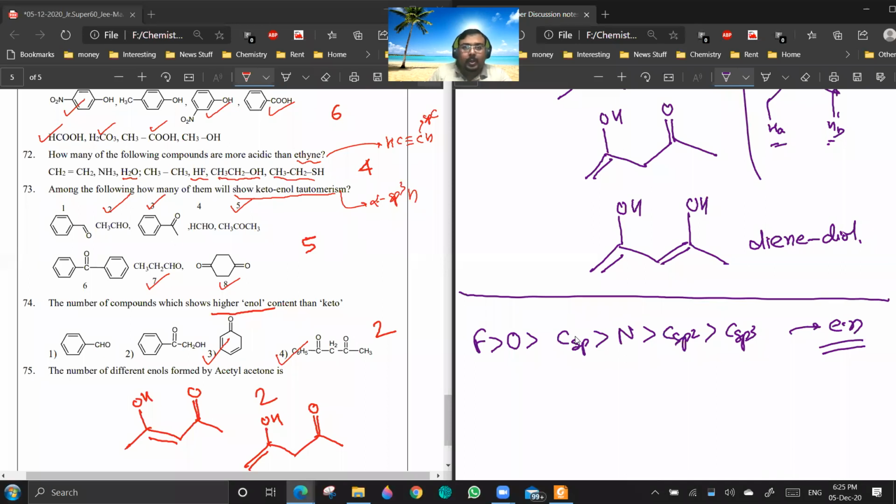Down the group, bigger negative charge is more stable on a bigger atom. Are you getting the point? So CH3CH2S minus will be more stable than CH3CH2O minus. Are you getting my point? Yes, sir. Understood. Okay.